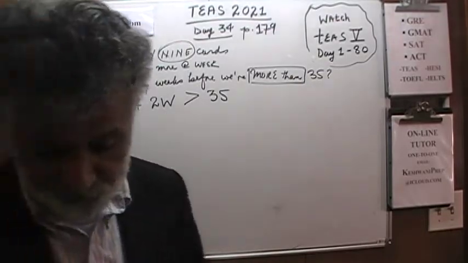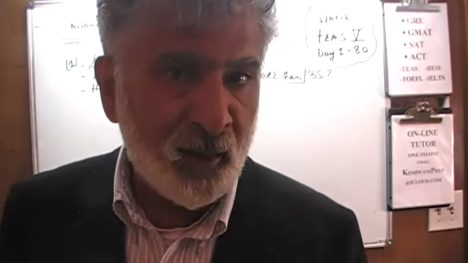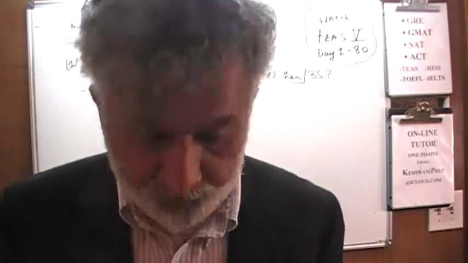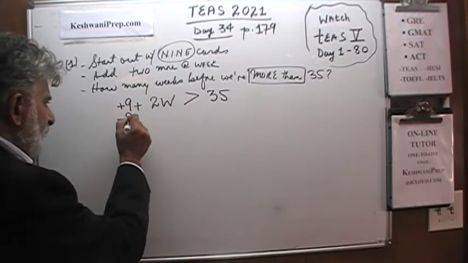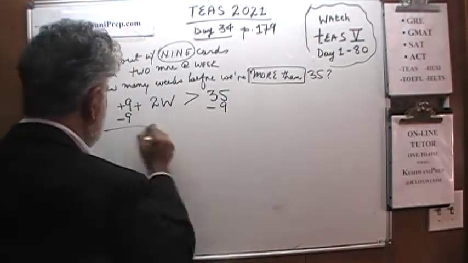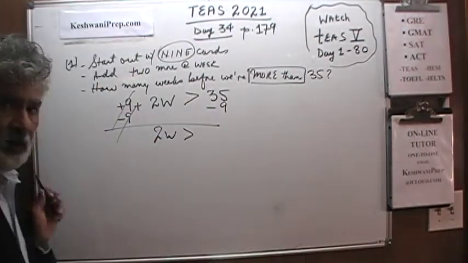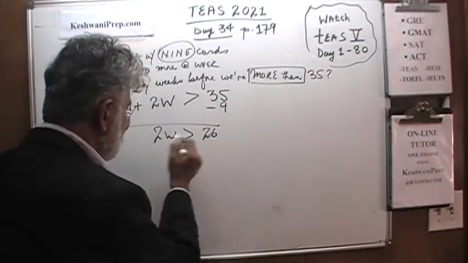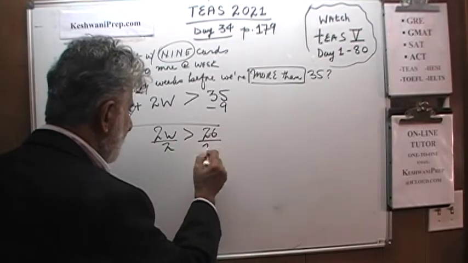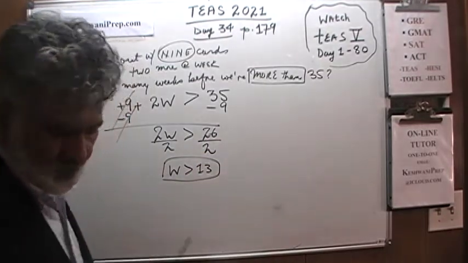Now as far as the book is concerned, as far as this page is concerned, they're simply asking us to set up the inequality. And as long as we set up the inequality, we're done. The problem is done. That's the answer. We're going to solve it anyway. It's very straightforward. This is a positive 9. Let's get rid of it by subtracting 9 from both sides. The 9 is going to drop out, and 2W is greater than 35 minus 9. 35 minus 10 would have been 25, so it's going to be 26. Divide both sides by 2, and we find that W needs to be more than 13.